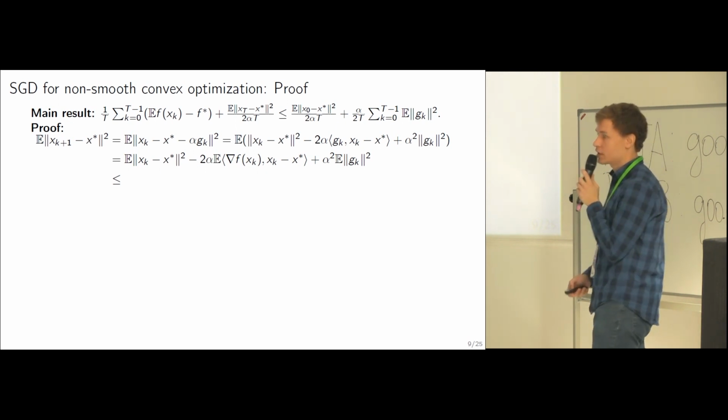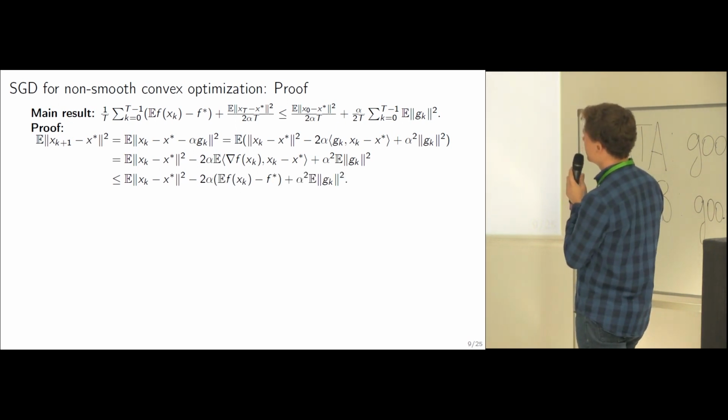So again, we take expectation, replace it by the true gradient, and now what we do, we use convexity of our function, and the convexity says that this inner product between the gradient and the distance to the optimum can be lower bounded by the function value. So we obtain this simple inequality.